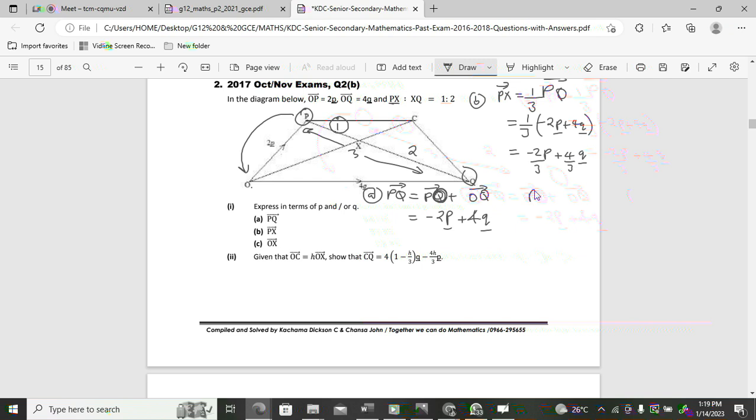And then the PO, I mean the PO here, I don't know why I'm writing Q. The PO is the same as negative OP. So PO is the same as negative OP. Is that okay now? Yes, it's okay. All right.